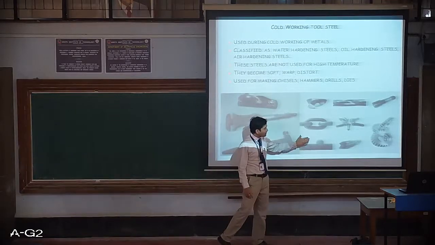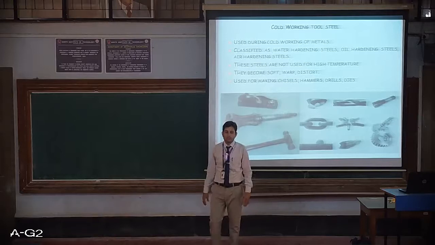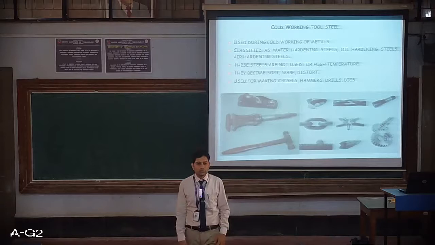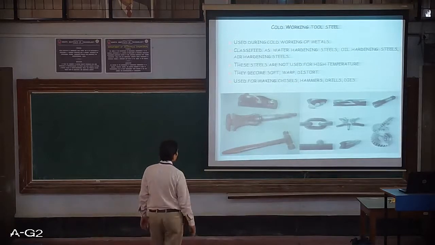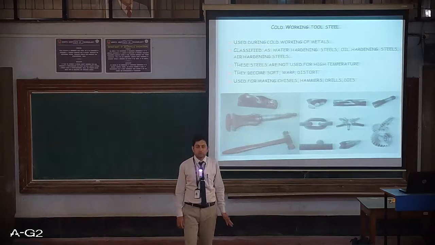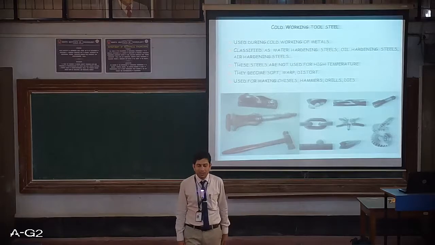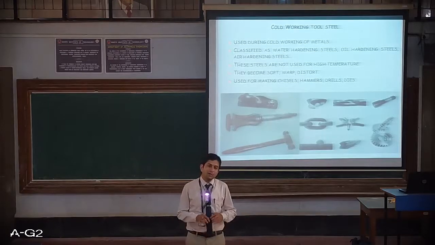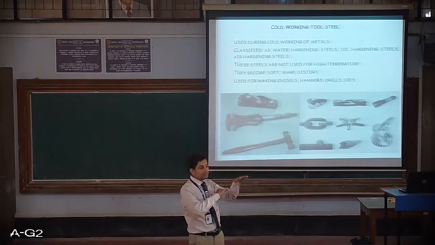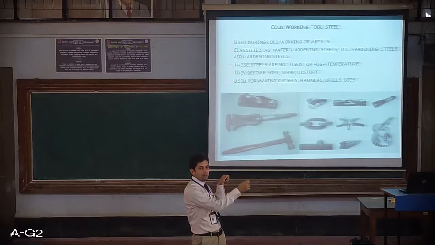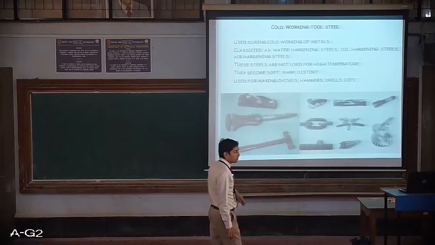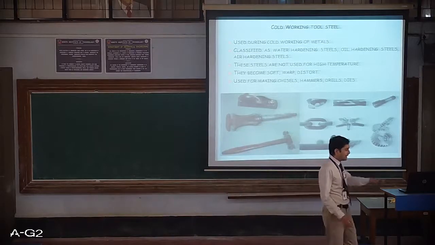The chains, what you can see, all these things are examples of the tool steels, and they are basically used for low temperature application. That's why it's called cold working tool steels. Then they become soft, warp, and distort. They shouldn't be used for high temperature applications. Even if you use it for high temperature application, it will warp, it will distort, it will lose its shape. If it is straight, it will become bent like this. All those things will happen if you make use of this type of steel for high temperature applications.